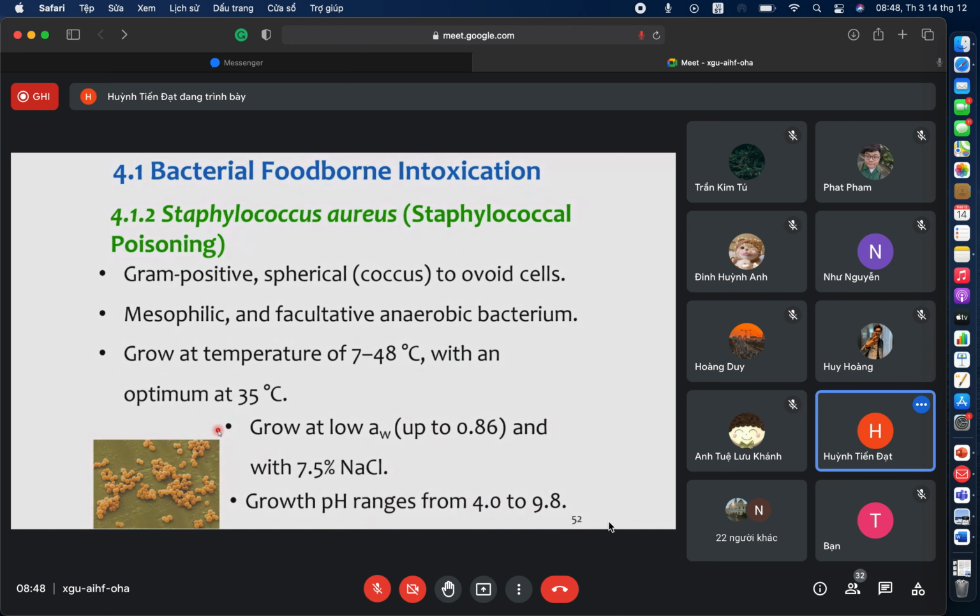So we talk about the second intoxication, because of Staphylococcus. This one is also gram positive, a spherical coccus, sometimes oval. It is a mesophilic and facultative anaerobic bacteria, growing at temperatures of 7 to 48 degrees Celsius, a wide range, with optimum 35. This is how it looks under the microscope. They can grow at low water activity and at a salt concentration of 7.5%. The pH range is quite large, 4 to 9.8.